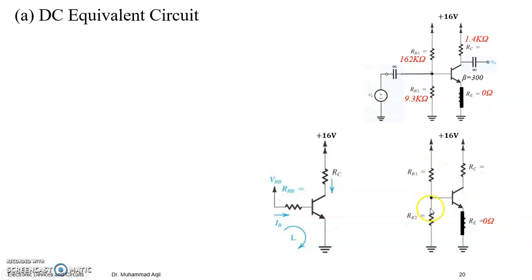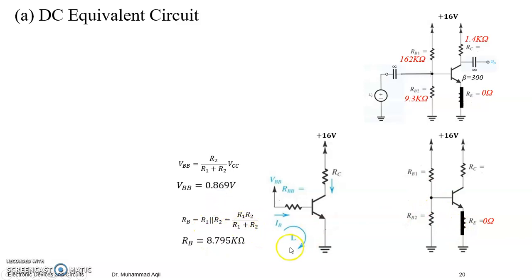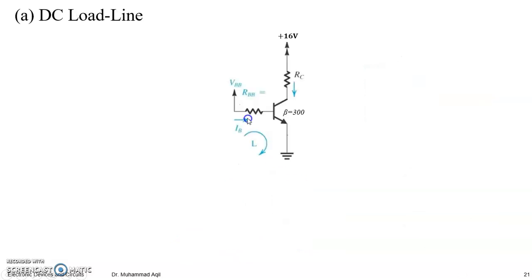So we can also Thevenize this terminal at the base to make it more simple, right? Now you have two loops, this one and this one. Basically, after Thevenizing, you have a Thevenin voltage VBB of this, having this relation, and this RB, the parallel combination of R1 and R2, having this relation. We already have all the values, so when we put them in, we get this Thevenin voltage and this RB, R Thevenin. So now we have two loops to be solved for the DC load line and DC Q point.